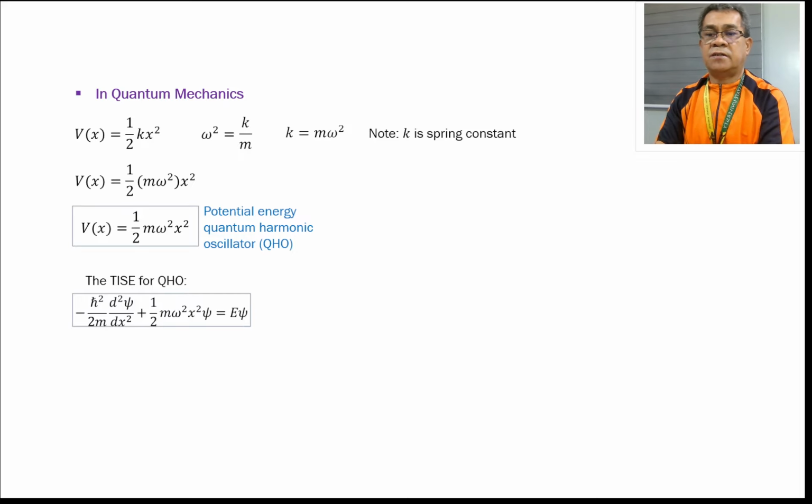Now take note that in the time independent Schrodinger equation, we have negative h bar squared over 2m times the second order derivative of the wave function as a function of position, plus the potential energy. The potential energy now becomes one half m omega squared x squared, multiplied by the wave function psi, which is position dependent only. This is the time independent Schrodinger equation, and it should be equal to the energy level multiplied by the wave function. So this is now the TISE for the quantum harmonic oscillator.